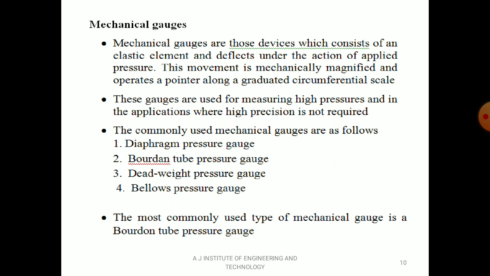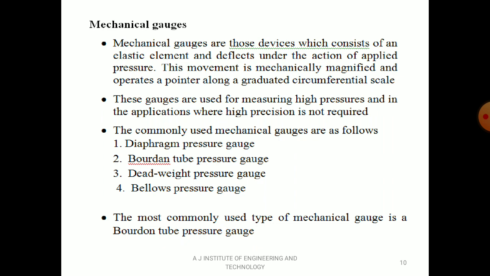Now mechanical gauges. So next topic, mechanical gauges. Mechanical gauges are those devices which consist of an elastic element and deflect under action of applied pressure. I'll explain about this in the next slide with the diagram. So these are used to measure pressure. When there is a pressure variation, this elastic element is going to deform.